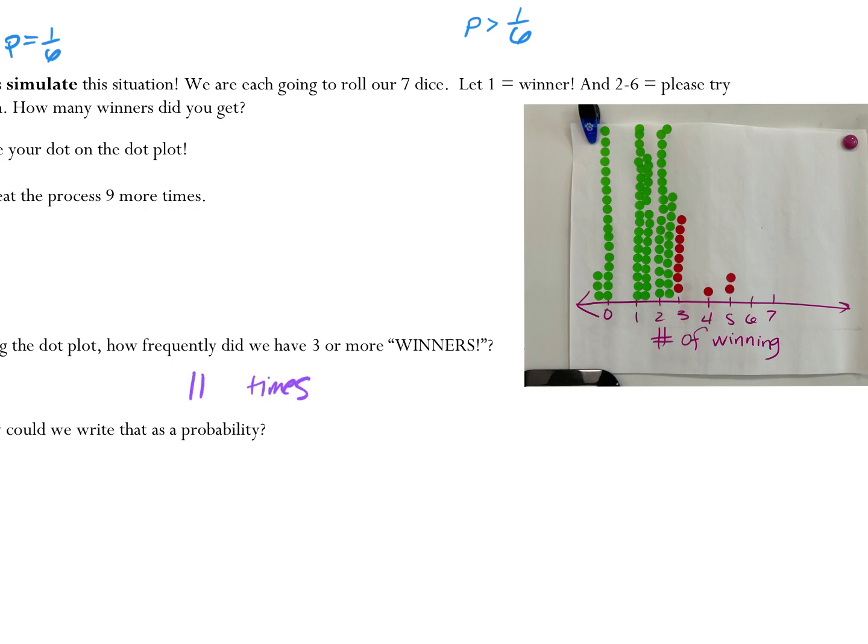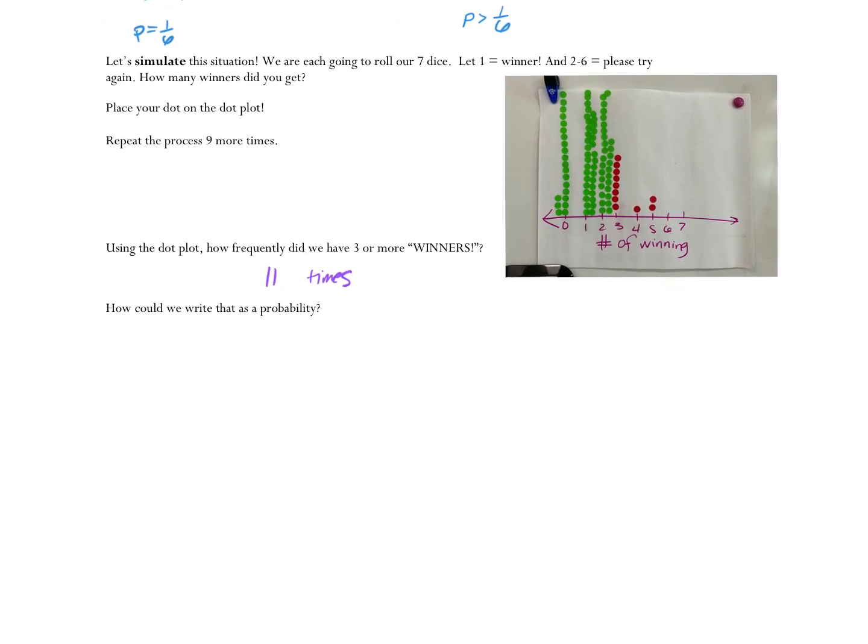And if I asked you how to write that as a probability, well, you guys did this 9 times each, right? And there's 11 of you. And then 99, except for Miss Meister did 1 trial of it. Okay? So what is the probability that we got 3 or more winners?